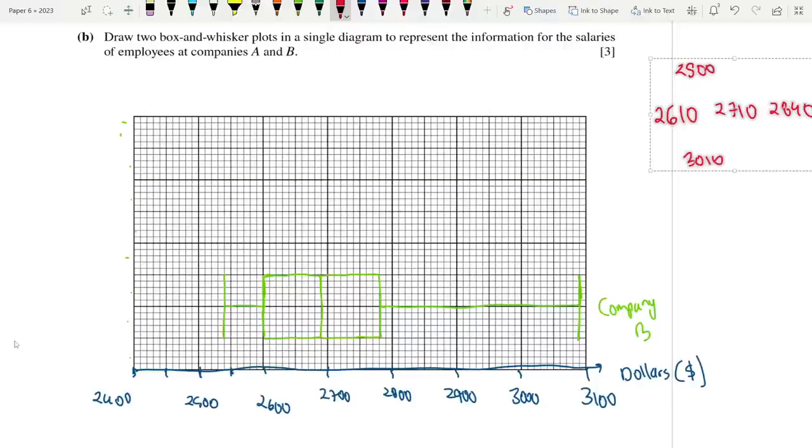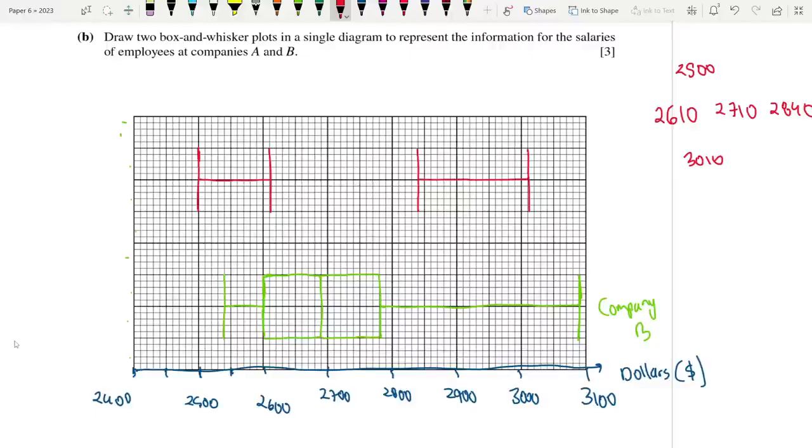So yeah, you can give a gap of one box. In the mark scheme they just give a gap of two. It's totally fine, it doesn't really matter, nobody cares. And yeah, 2610, go up to this box. On the other hand, we have 3010, which is like this, and it will go up to 2840. 1 2 3 4, where we have this, yeah. And then just connect the boxes.